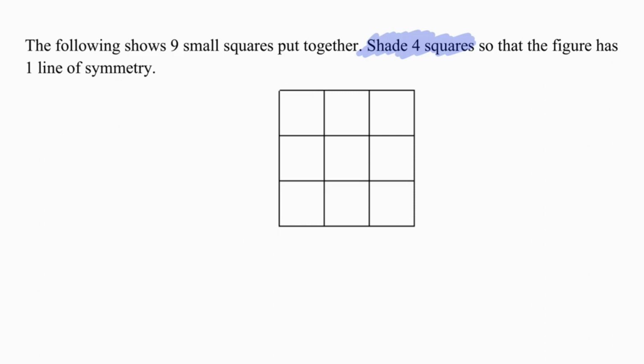So I realize I could actually shade this 1, 2, 3, 4, and after which the only line of symmetry in this case after I shade the 4 squares would be here. There's no other way of having another line of symmetry thereafter.